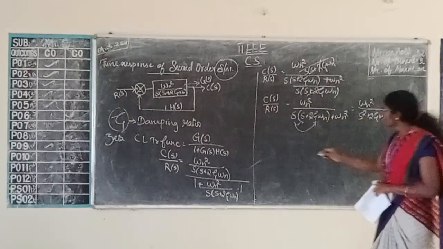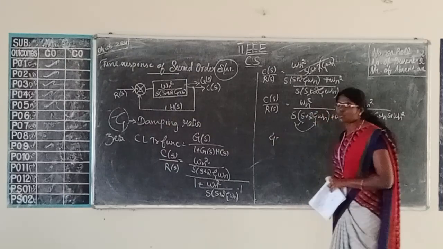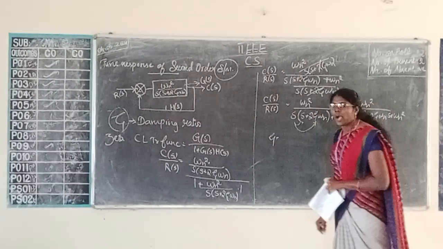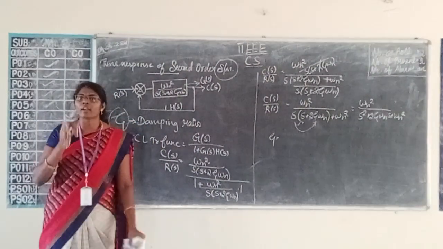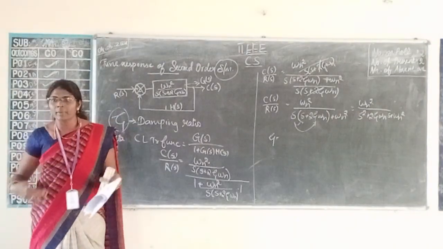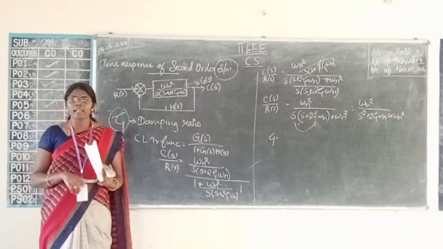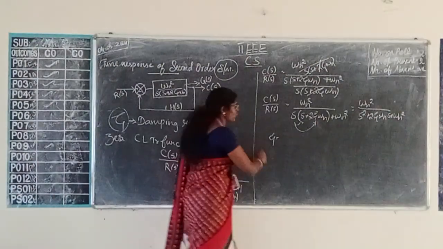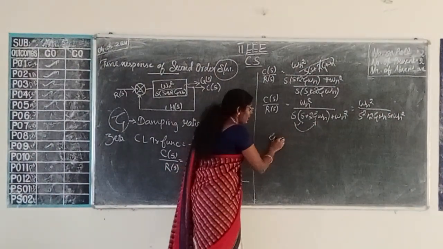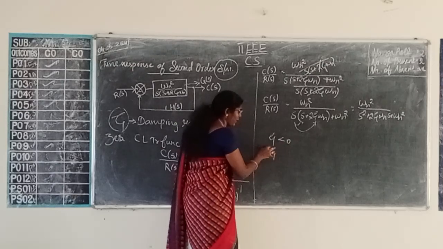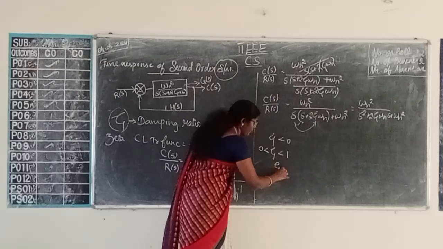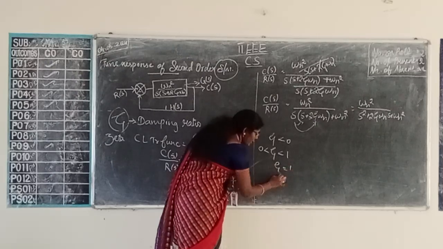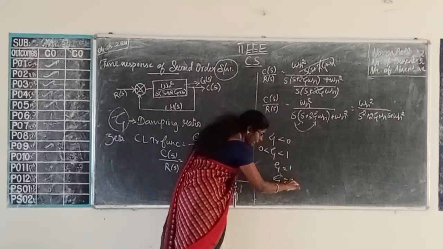And here, zeta is the damping ratio. Under teaching the damping system's definition, I told you there are 4 damping cases that will occur. It is based on the value of the damping ratio zeta: either it may be less than 0, or zeta will be between 0 and 1, or zeta may be equal to 1, or zeta may be greater than 1.